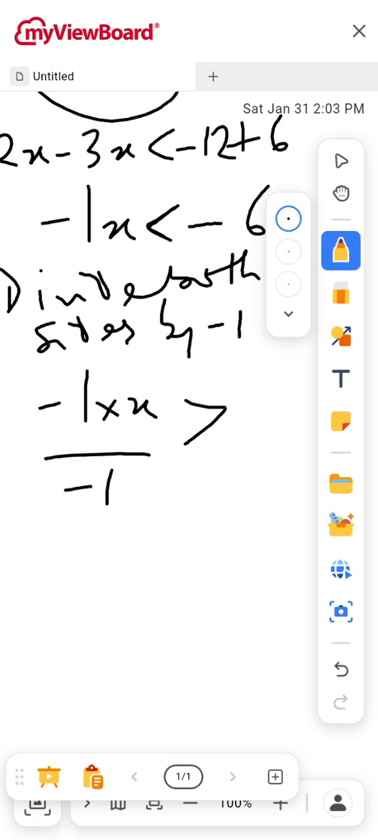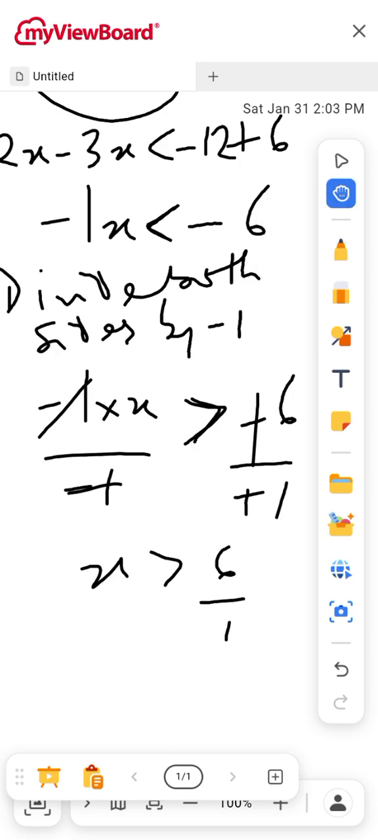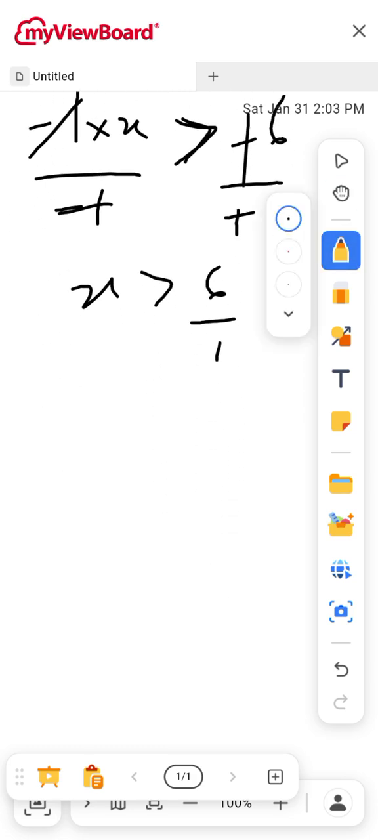We have a less than, now it's changing to greater than. Greater than -6 over -1. This cancels this. So minus cancels minus here. x is greater than 6 over 1. And 6 over 1 in mathematics is the same thing as ordinary 6.